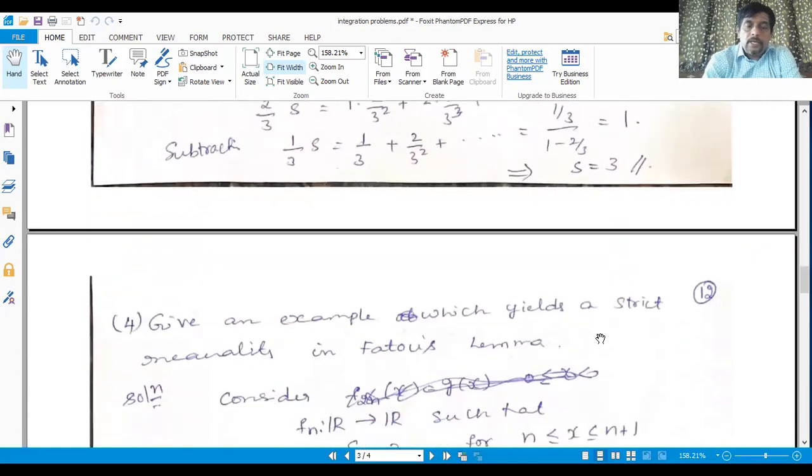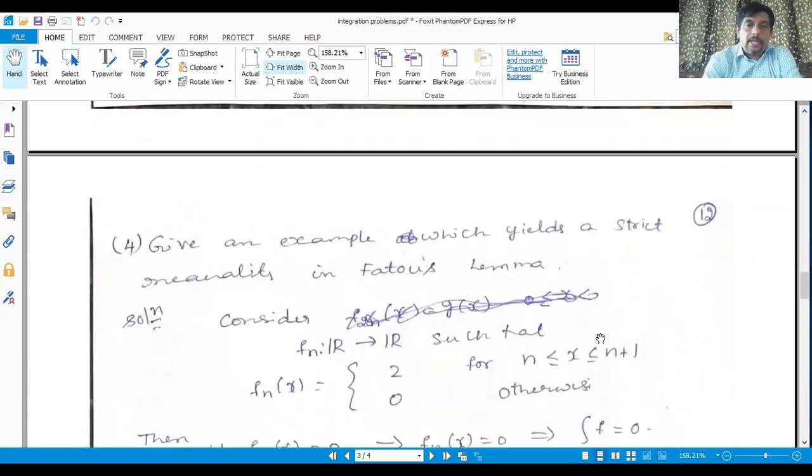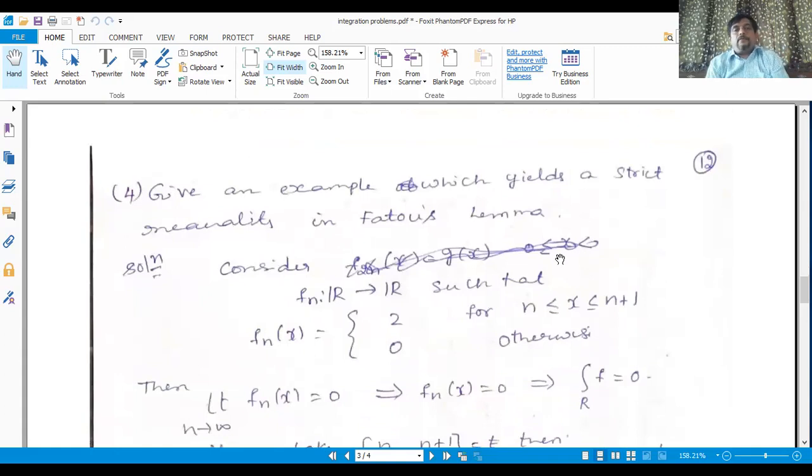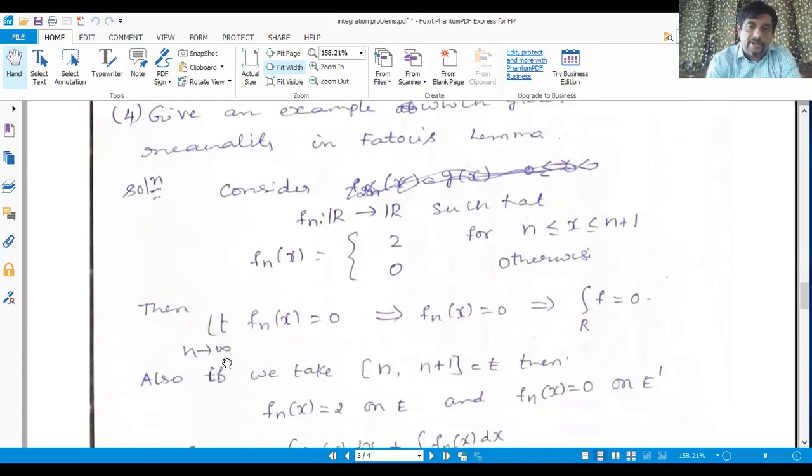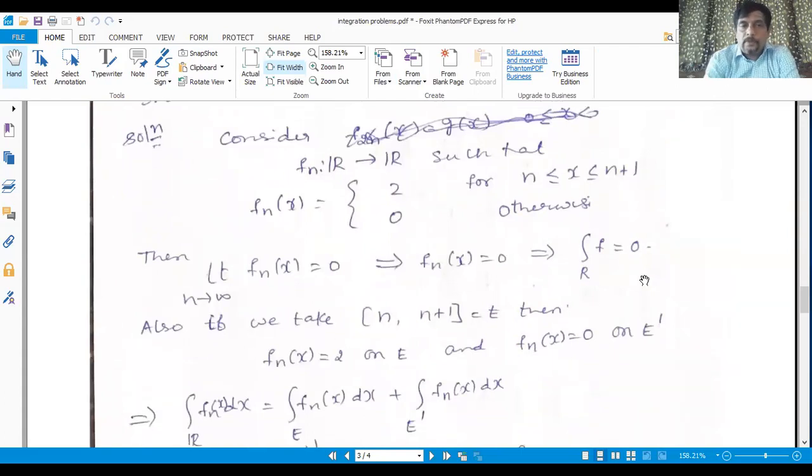Work it out. Now I will move on to one more example. Give an example which yields a strict inequality in Fatou's lemma. Consider f_n from R to R such that f_n of x is equal to 2 for n less than or equal to x less than or equal to n plus 1, because monotonicity will be there, and 0 otherwise. Then if you take the limit as n tends to infinity, f_n of x is equal to 0, therefore the integral of f over R is also 0.